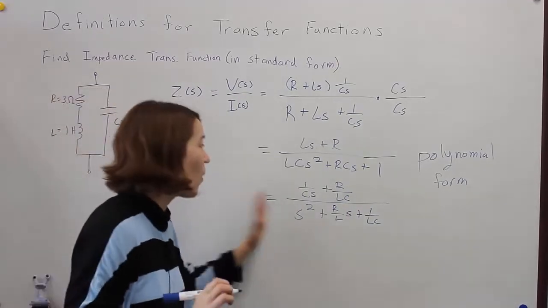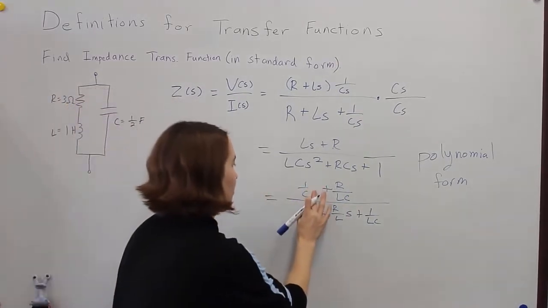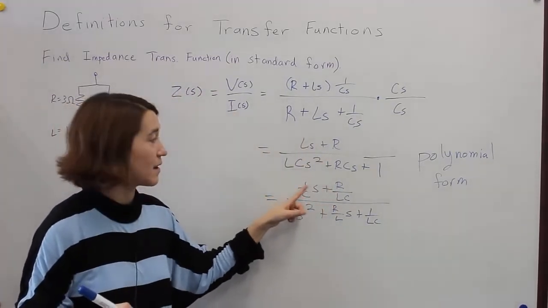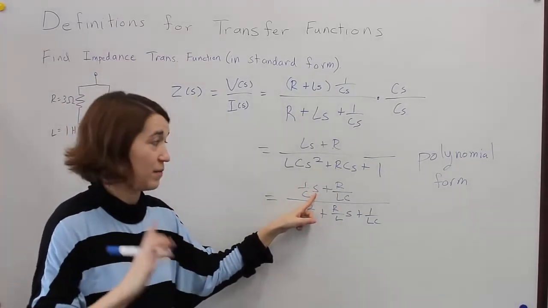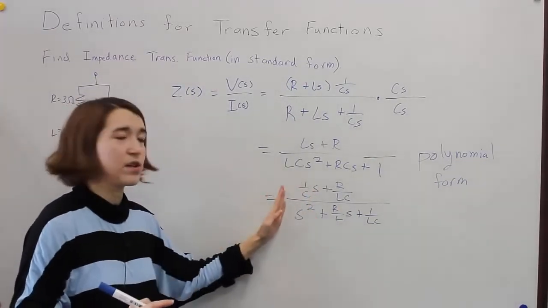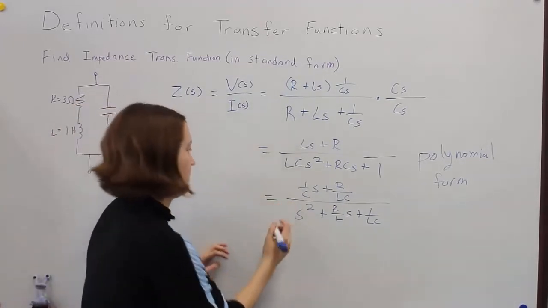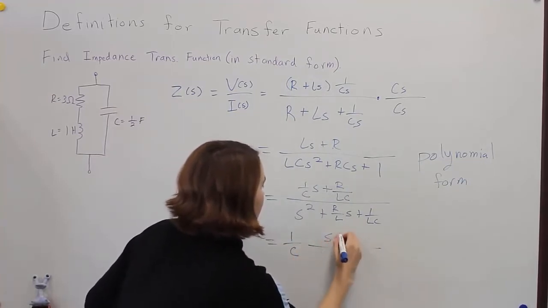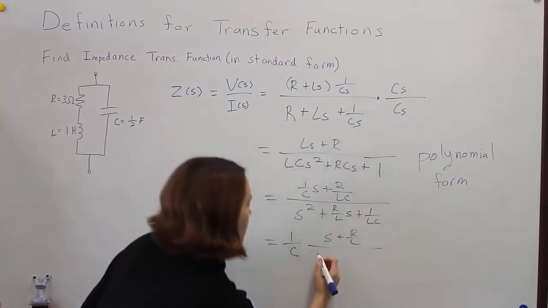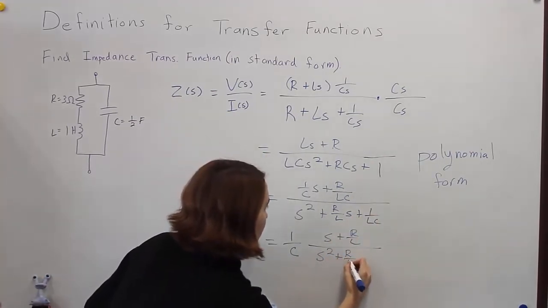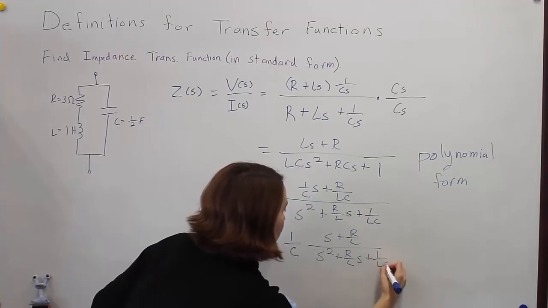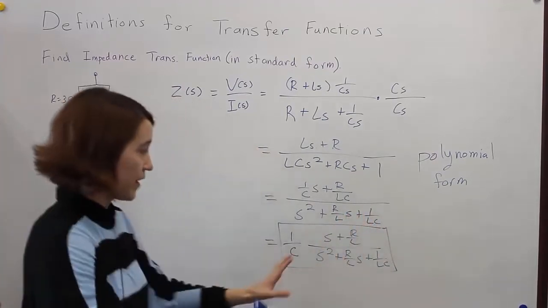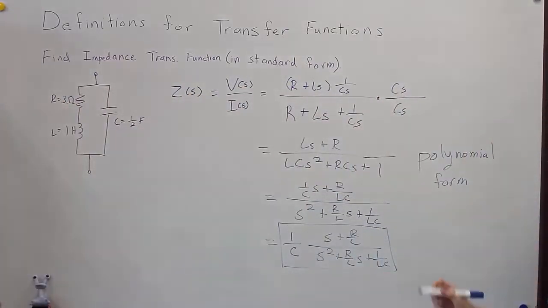Okay, so this is almost standard form. Oops, this S is multiplied. But we need to get rid of this as well. This numerator, the highest order term, has to be 1. So we can take this 1 over C out and move it to a multiple of the entire fraction. So we'll take out that, and then we have 1 over C, S plus R over L, over S squared plus R over L, S plus 1 over LC. So this would actually be our standard form.